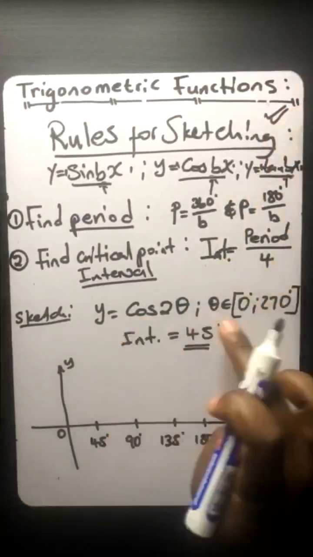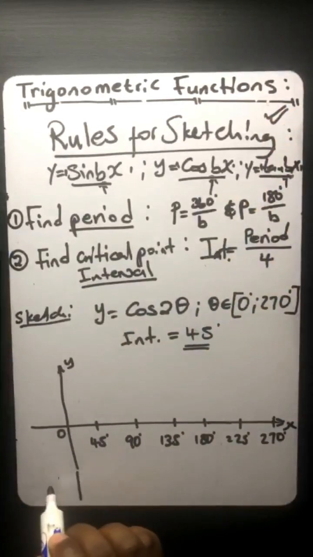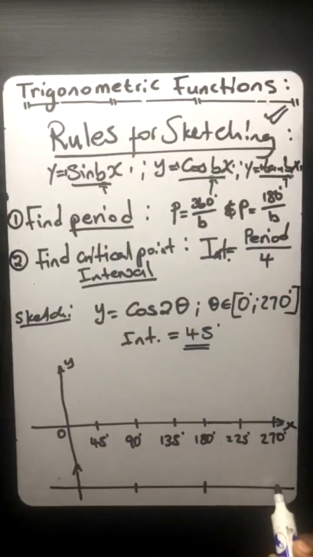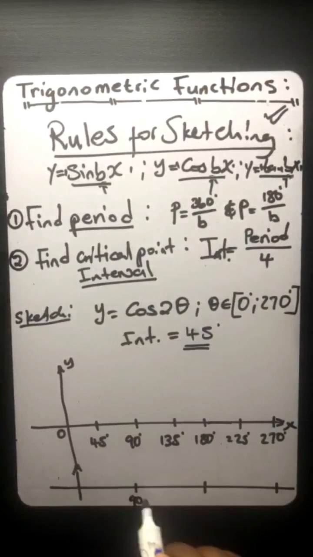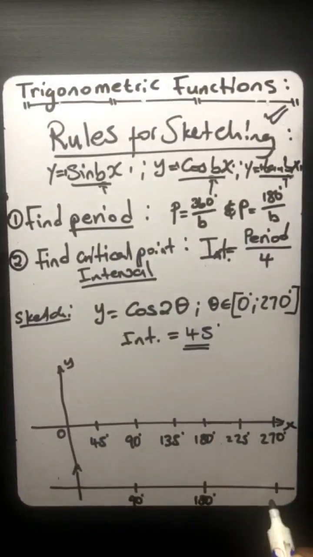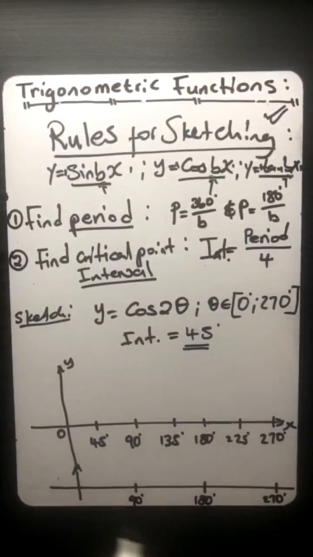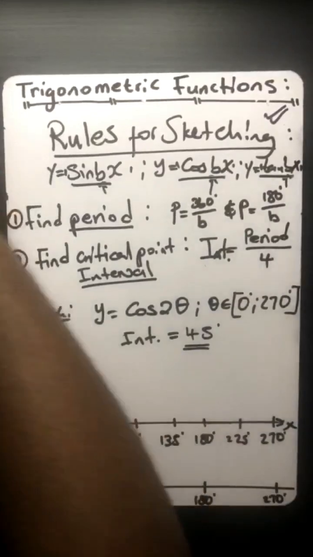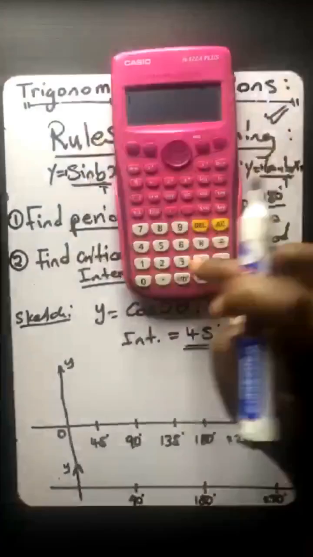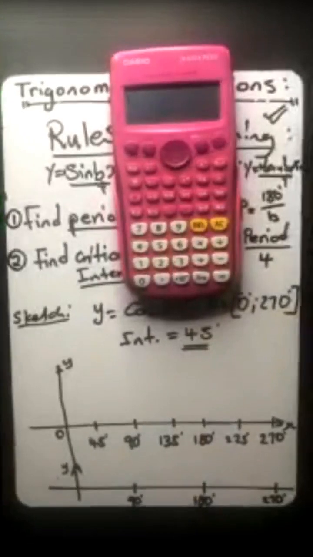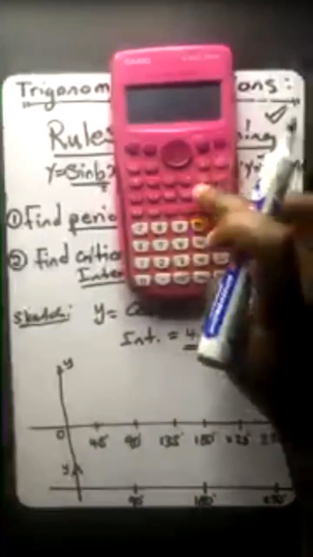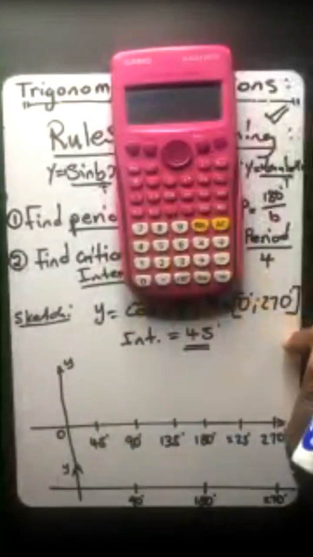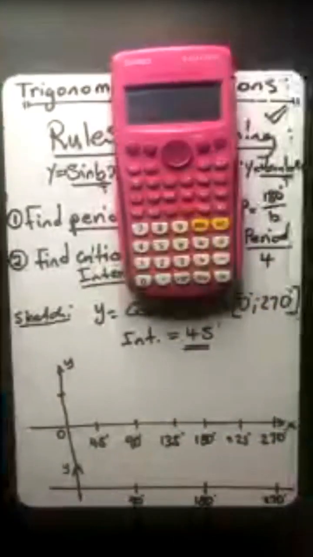But if you did not follow the rules, someone was going to do it this way of saying 90, that, and then that. Let's see what is going to happen if you just do that and don't follow the rules. So let's try to sketch doing it the correct way. So with 45, that means you're going to say cos 2, you open brackets, you start with 0, you close. What does it give you? What are you guys getting there?